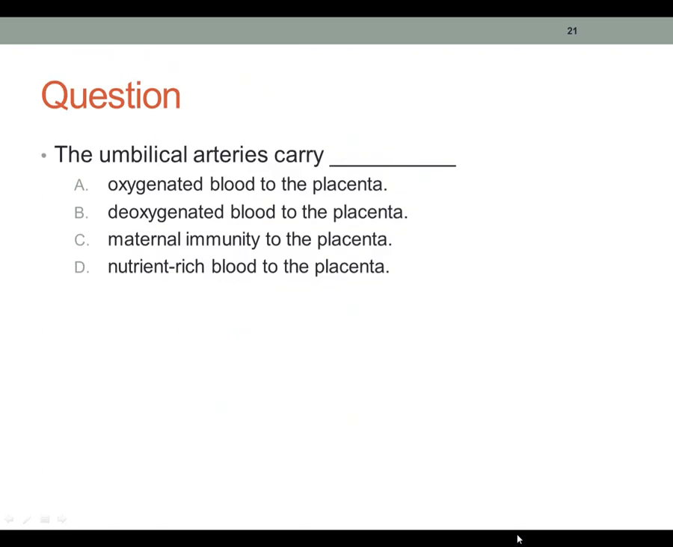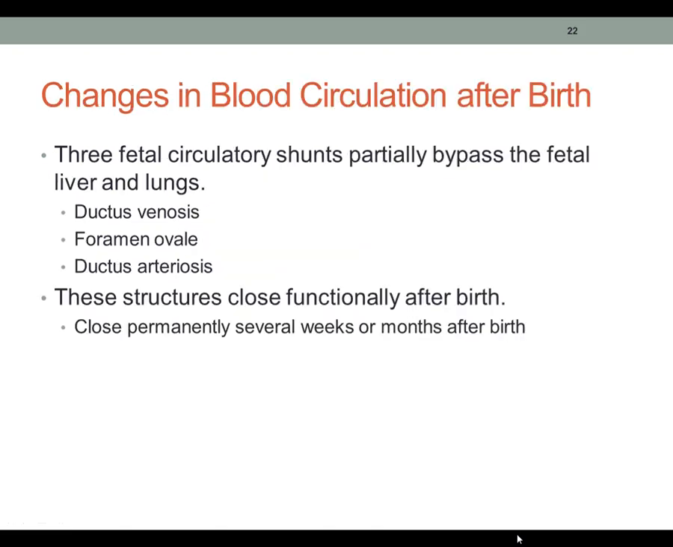So one question, the umbilical arteries carry what? They carry B, deoxygenated blood, to the placenta to be passed on to the mother, and the waste products taken out. Okay, so like I said, watch the videos on changes in circulation after birth and be familiar with them.